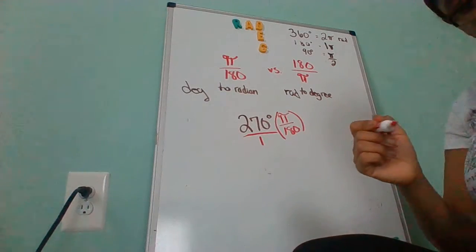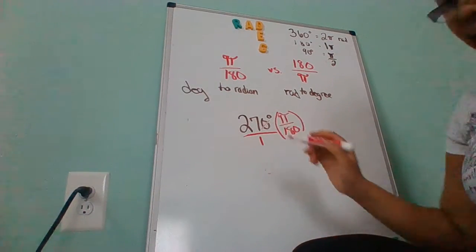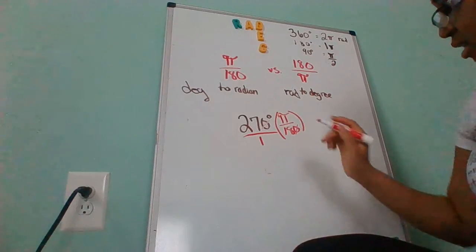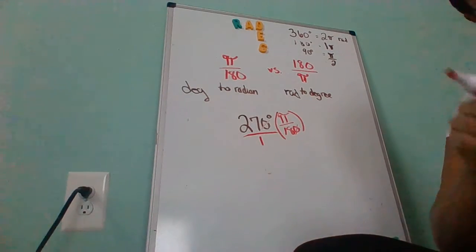So I know from previous math classes, I got a 0. And the top and bottom I can cancel.